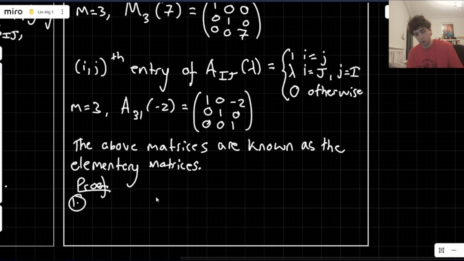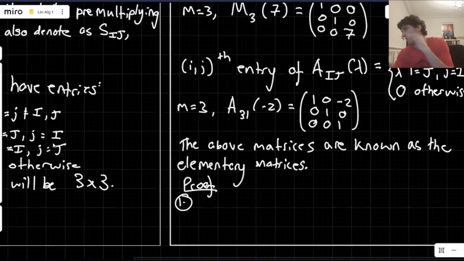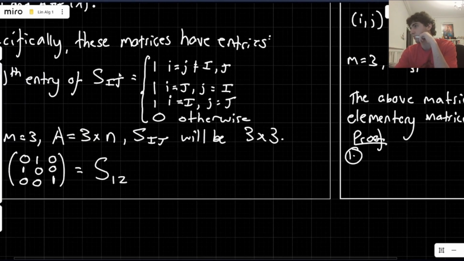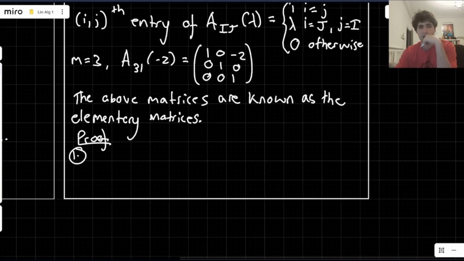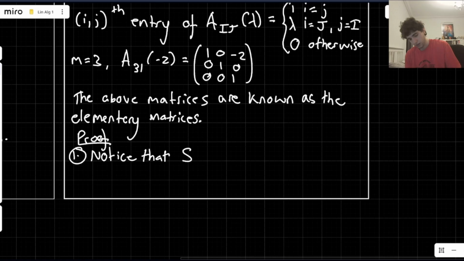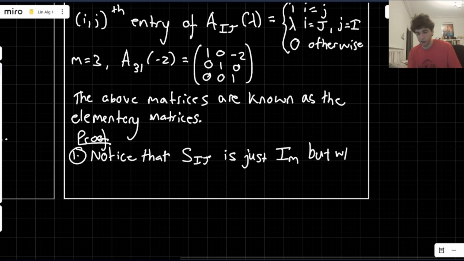First of all, we need to talk about why this works for each of the individual elementary operations. The first one is the one that swaps row i and j, and I think this is actually the most complicated one. The first thing we notice is that this matrix, capital S subscript I J, is just the m by m identity matrix, because it always has to be m by m. If I give you lowercase m, you can specify it. But with the ith row swapped with the jth row.